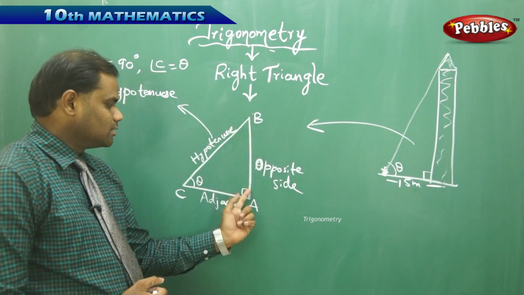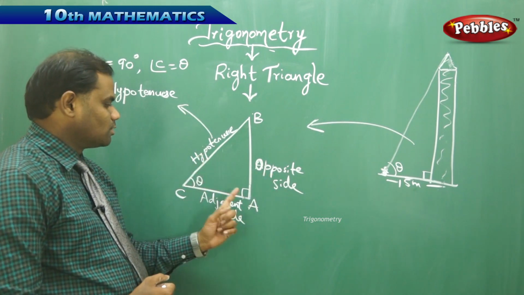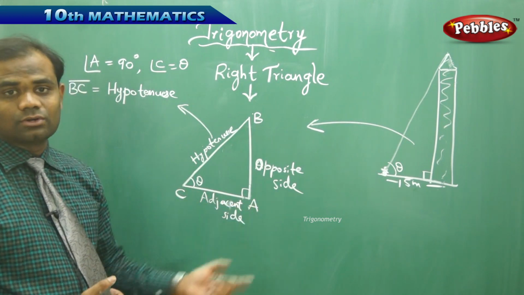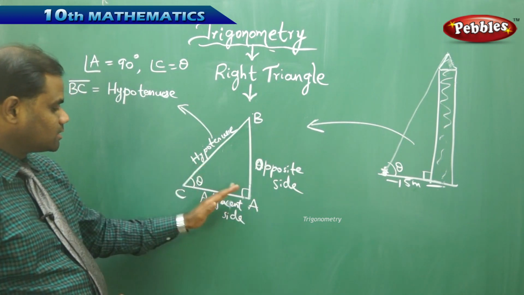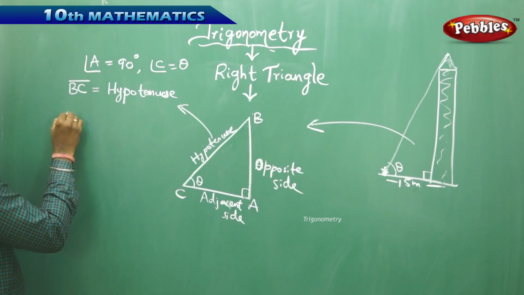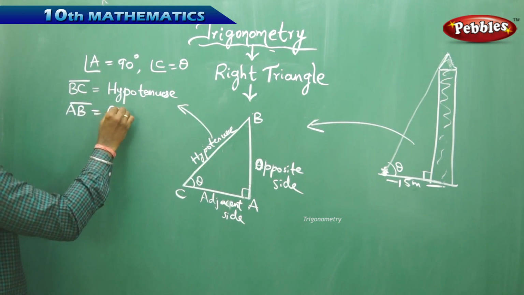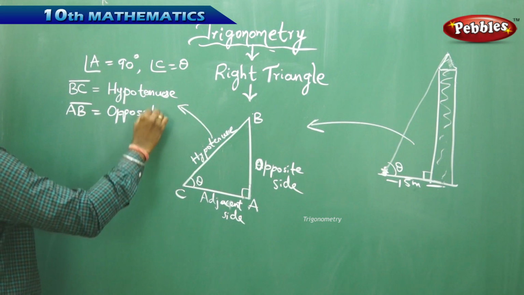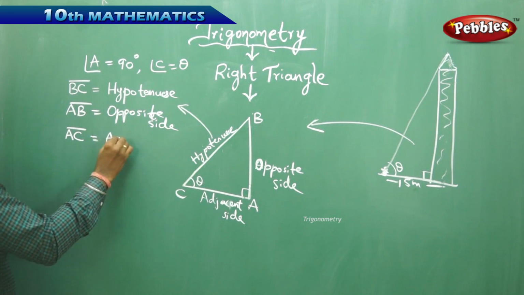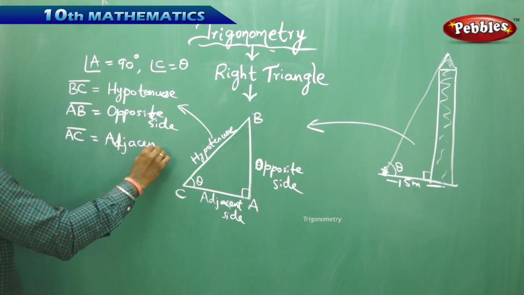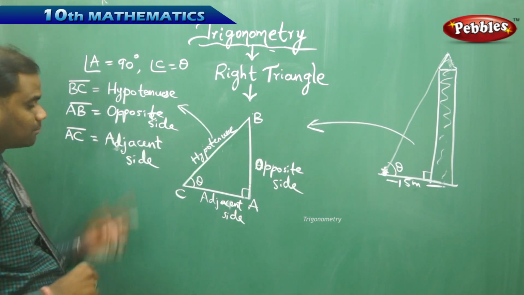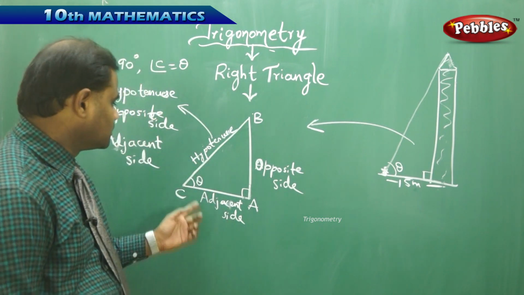Opposite because this side is opposite to angle theta, hypotenuse because it is opposite to 90 degrees, and finally the third side is called the adjacent side, because it is just adjacent to the angle. So BC is the hypotenuse, AB is the opposite side, and AC is the adjacent side. This is how we get each of the sides, hypotenuse, opposite, and adjacent, with respect to the angle.